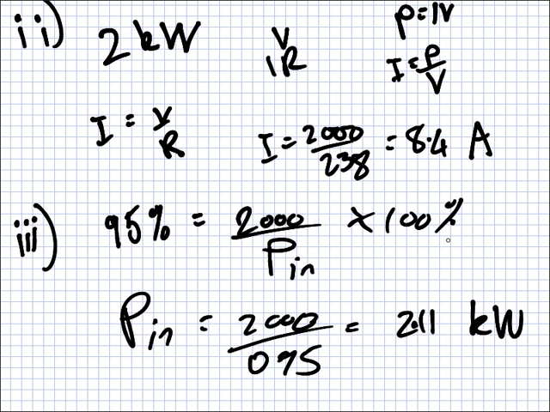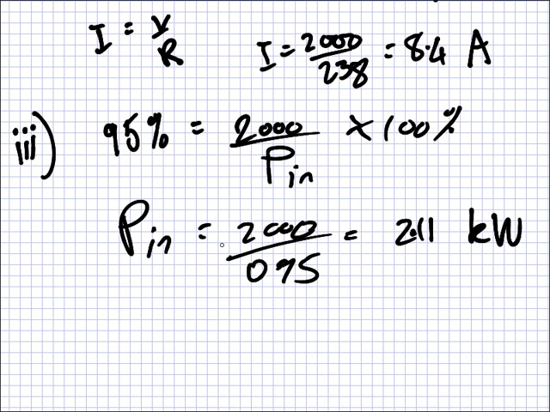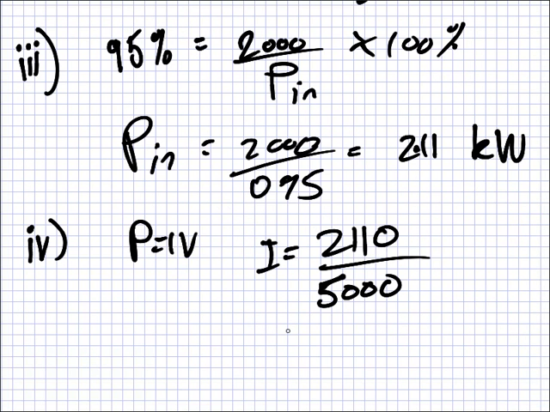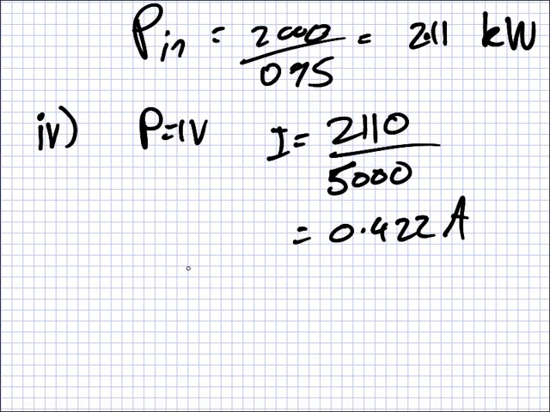Part 4: Determine the current in the primary coil. Same formula, P equals IV, so I equals P over V. Is it 5,000? What's that? 0.42.